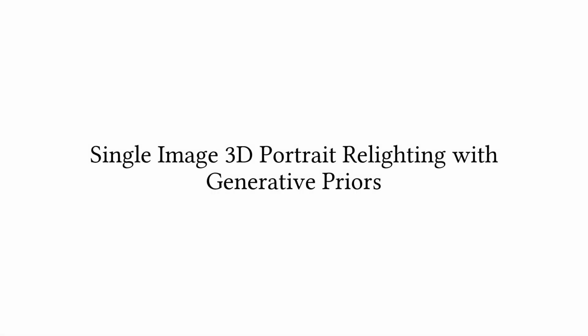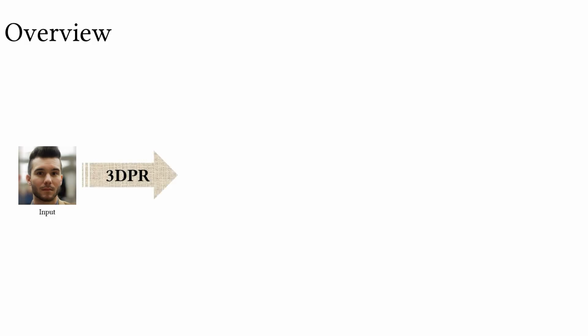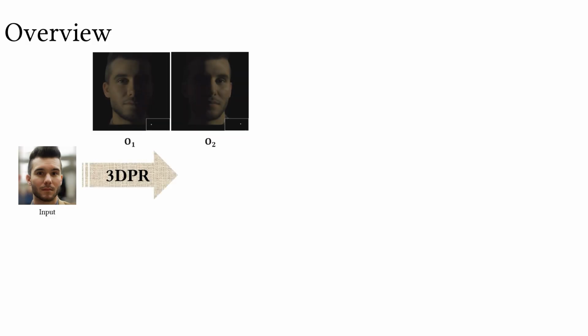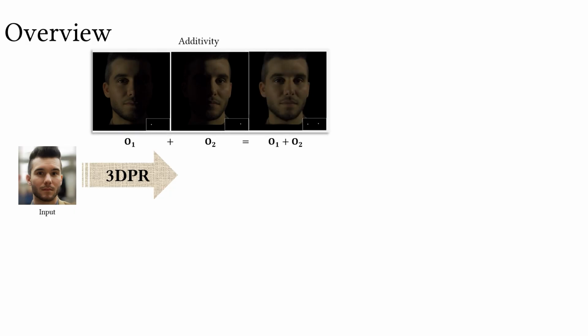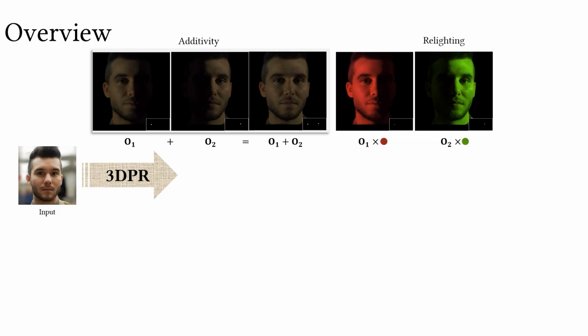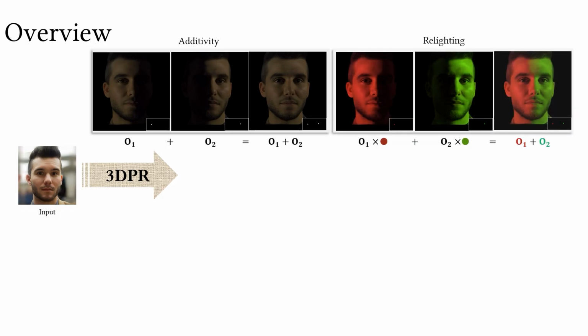We present 3DPR, a single image 3D portrait relighting method with generative priors. Given a monocular input, 3DPR predicts a reflectance basis in the form of one light at a time, or OLAT, images. Our approach preserves the additive nature of light transport. As a result, we can combine these OLATs to render relit portraits.